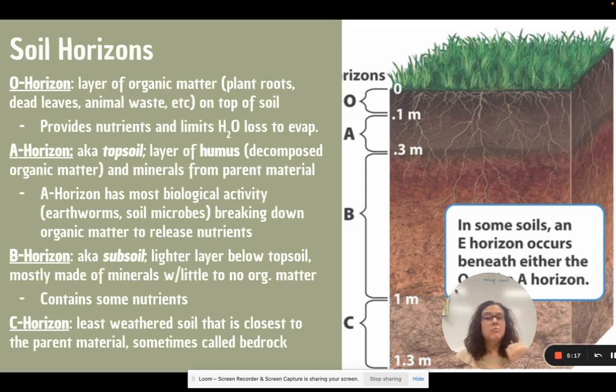Anyways, it is mostly minerals, not a lot of organic material there. Again, there's some nutrients, but not a whole lot. It's typically just mineral stuff. Below that is your C horizon. So that's your least weathered soil. It's what's closest to the parent material, and it's sometimes called bedrock. It can be pretty solid. Again, it's most like the parent material.